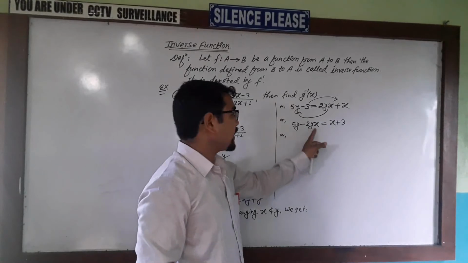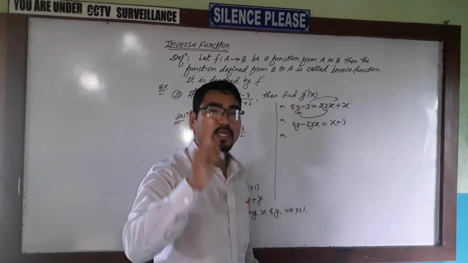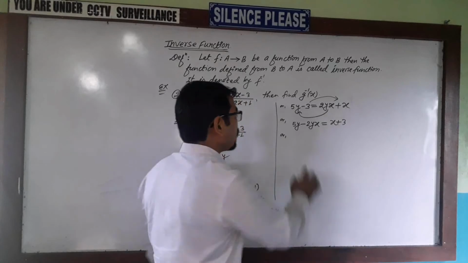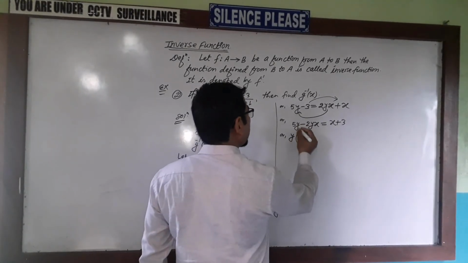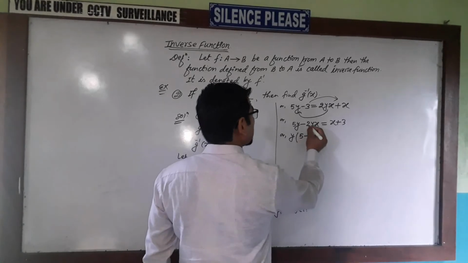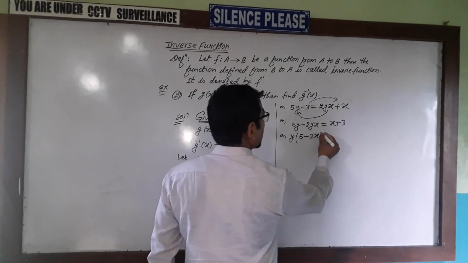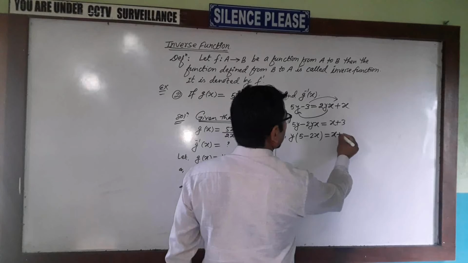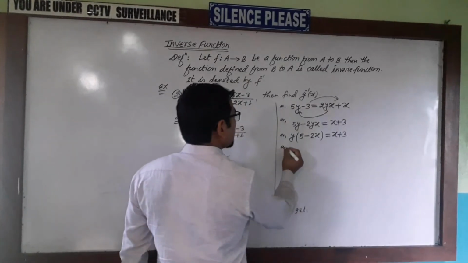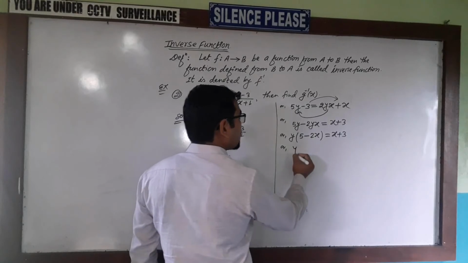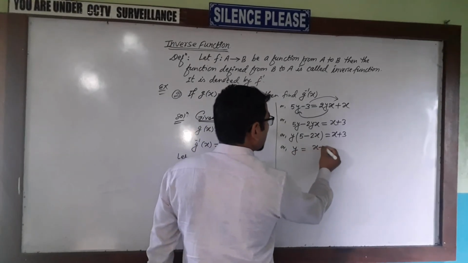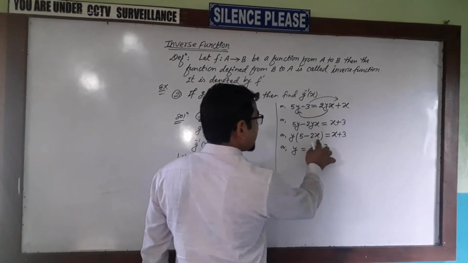We can take y common, because finally we have to find the value of y. Taking y common, 5 minus 2x is remaining. So we can write this is equal to x plus 3 as it is. Here y and 5 minus 2x are multiplied. So y is equal to x plus 3, with 5 minus 2x multiplied.